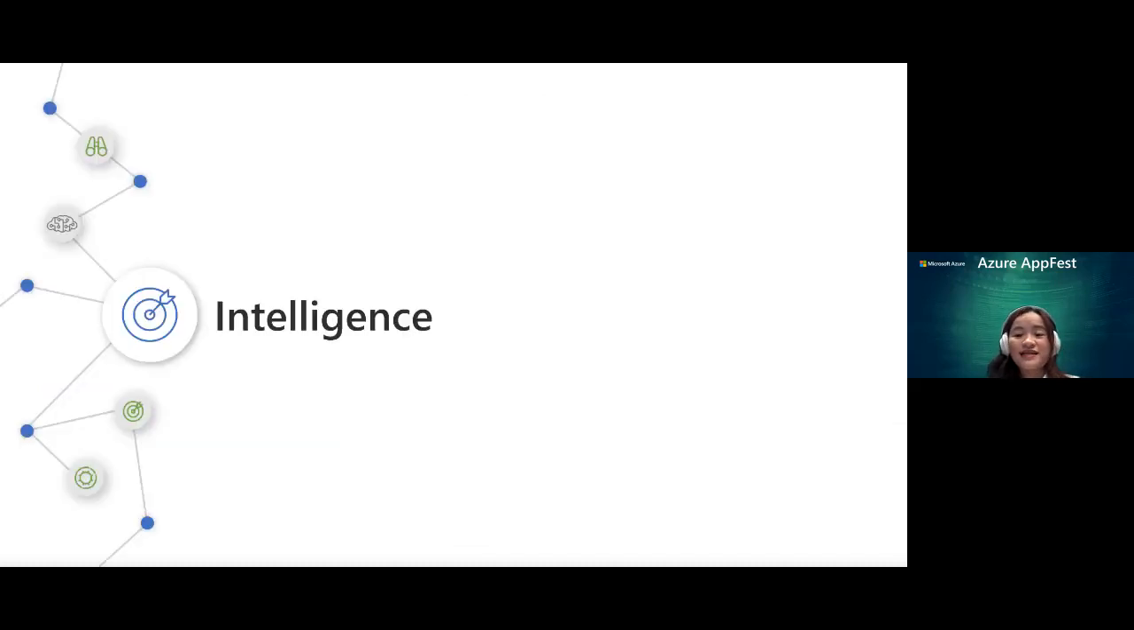Next is around the intelligence portion. Visibility means we get that level of visibility on our logs. We get to visualize things. We get to understand better what exactly is happening in our environment. But what about this intelligence portion within Sentinel? What exactly does it entail?